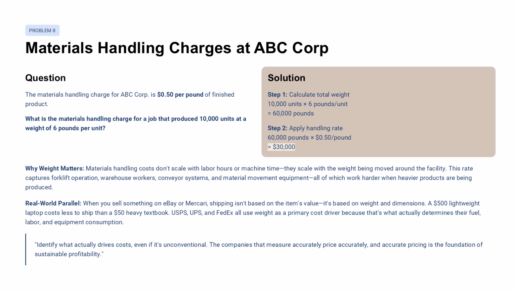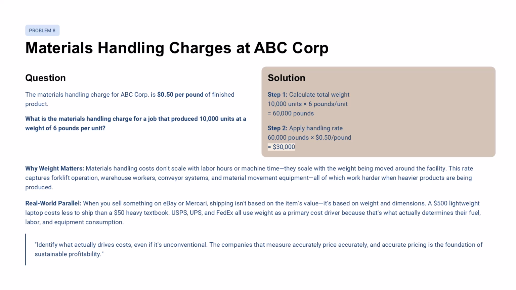Amazon tracks cost per pound shipped with religious precision because it directly affects their profitability on every order. When Amazon offers free shipping on heavy items, they're absorbing materials handling costs that traditional retailers would pass through. Their scale lets them negotiate those costs down, but the underlying ABC logic is identical to ABC Corp's 50 cents per pound rate. The strategic principle extends beyond manufacturing.